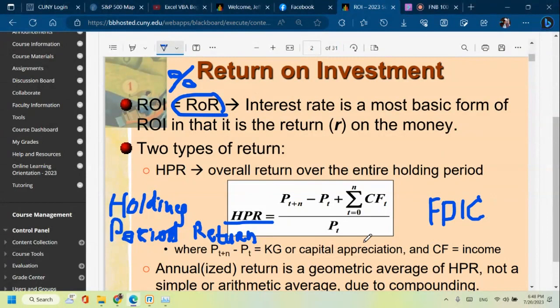Does anyone have any idea what FDIC stands for? FDIC stands for Federal Deposit Insurance Corporation. So this is an insurance. This is an insurance company, right? Insurance company for the commercial banks.